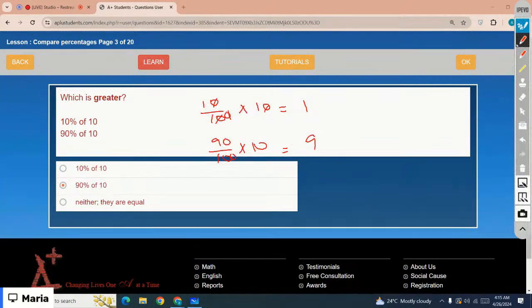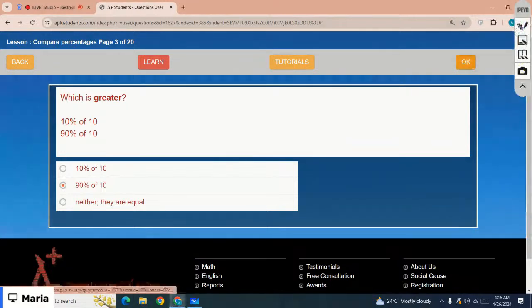In the last session we learned how to calculate the percentages. You can just go to the lesson we did in the last session, right? Cover the lesson later today, then you will get the lesson we are on right now. The correct option is 90% of 10.